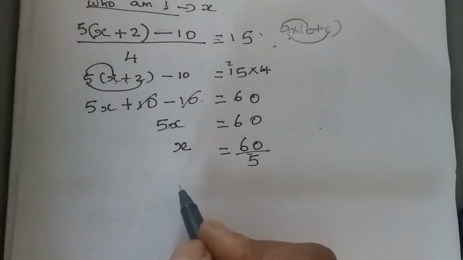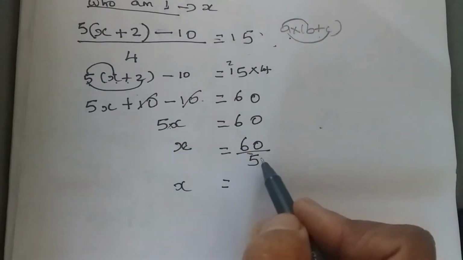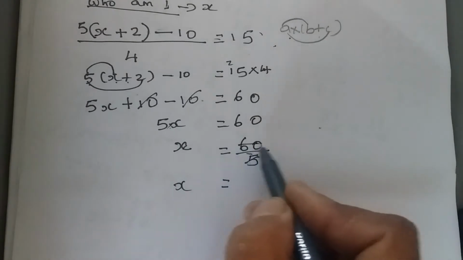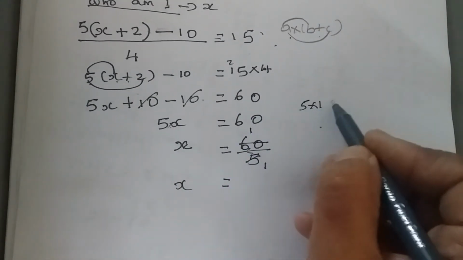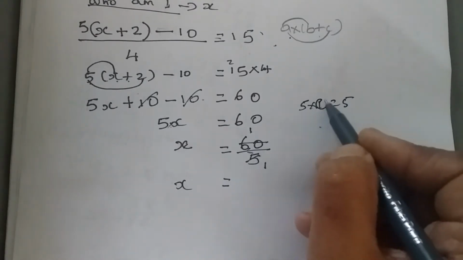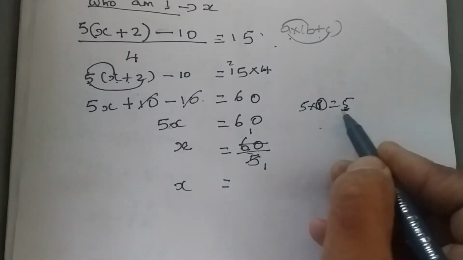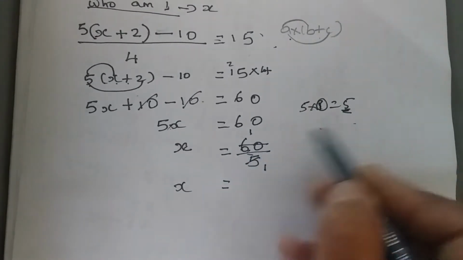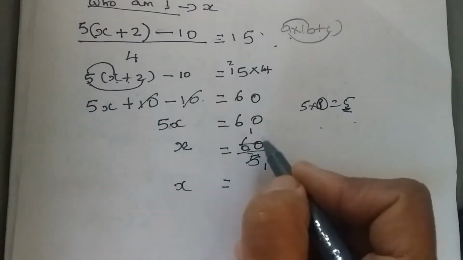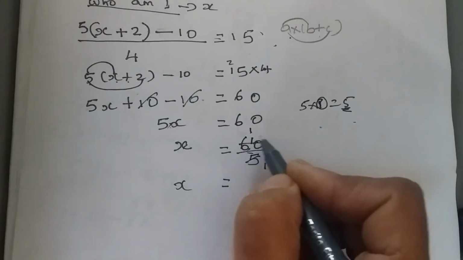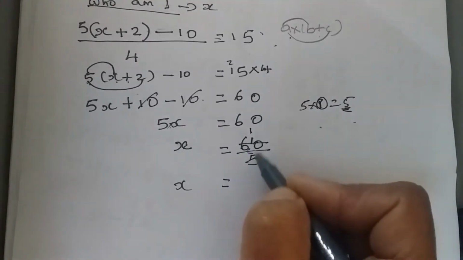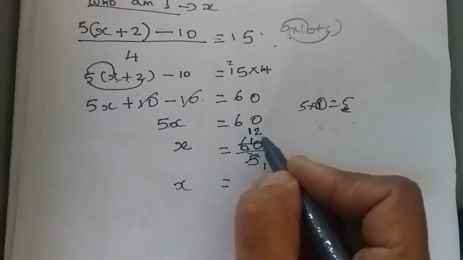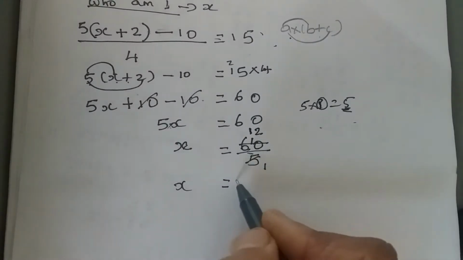Now 60 divided by 5. Let us cancel by the 5 tables. 5 ones are 5. And here till 6 comes. After 5, this 1 is the quotient. After 5, you count till 6. The remainder is 1. And what to do with the remainder? You carry it over with the next number. So it becomes 10. So till 5 tables till you get 10. 5 2s are 10. So 60 divided by 5 is 12.